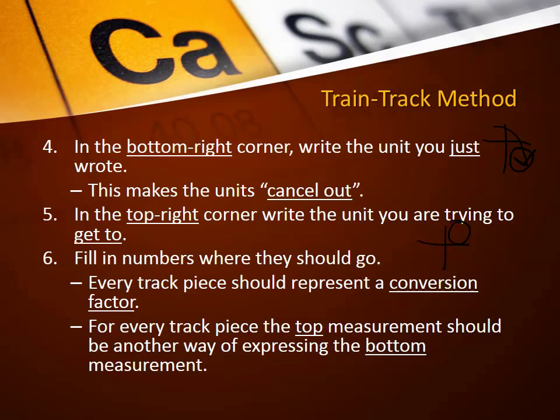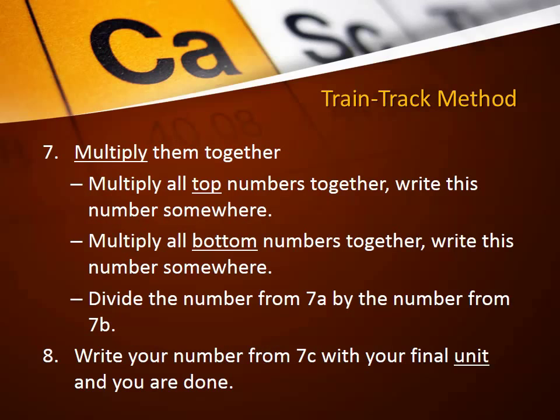Now, we've just been using units, so now step 6 is actually to put numbers in. Every track piece should represent a conversion factor. These numbers should match what you wrote in step 1. Now for every track piece, again, the top measurement should be another way of expressing the bottom measurement. Lastly, we multiply these together. Your train track will eventually look something like this if it gets long enough.